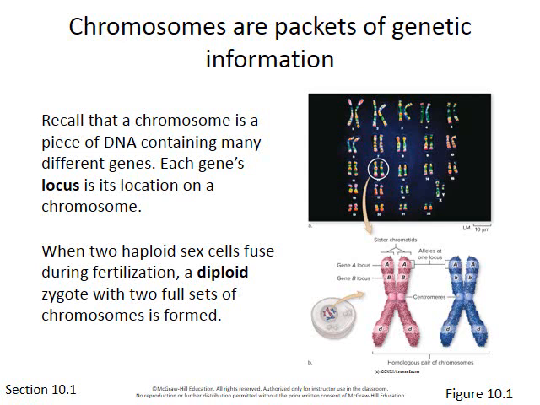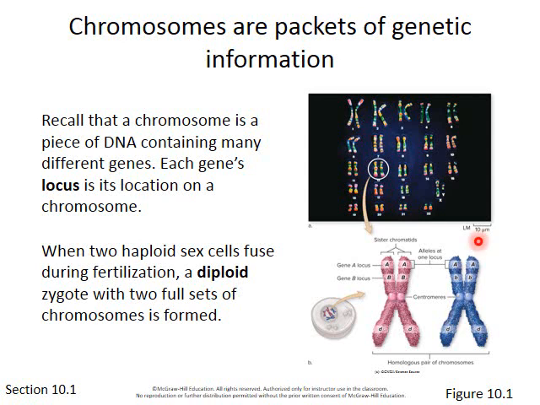Chromosomes are packets of genetic information, as we know, this long sequence of DNA with genes throughout them. Recall that chromosomes are a piece of DNA containing many different genes. The location where the genes on those chromosomes are found is called the locus. When you are talking about more than one location, the plural of locus is loci.